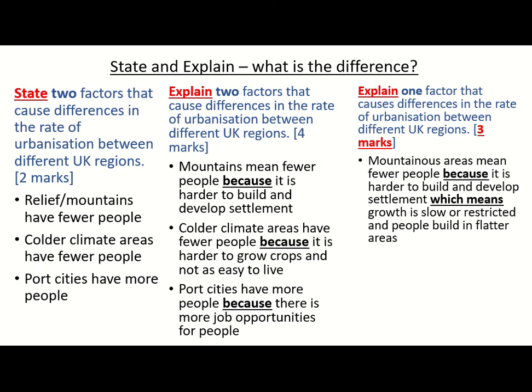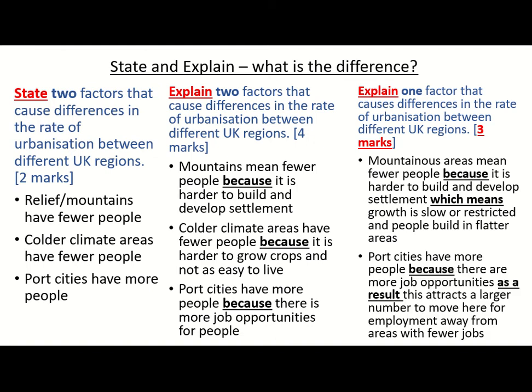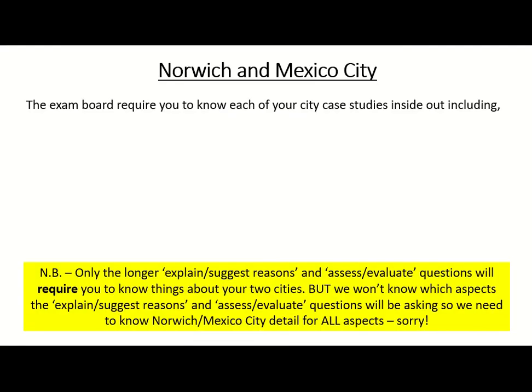The settlement, 2nd mark, which means growth is slower and people will build in flatter areas. Or port cities have more job opportunities because it attracts people to move away from other areas with fewer jobs. Okay, so hopefully your answers are along those lines, or you can recognise where the extra marks have been awarded. Okay, moving on.